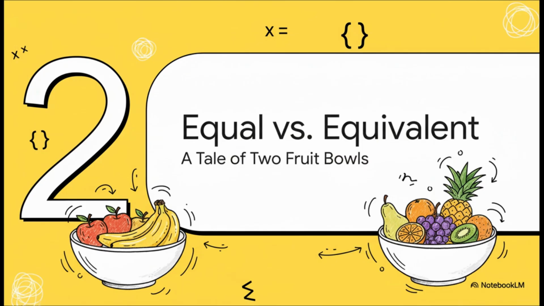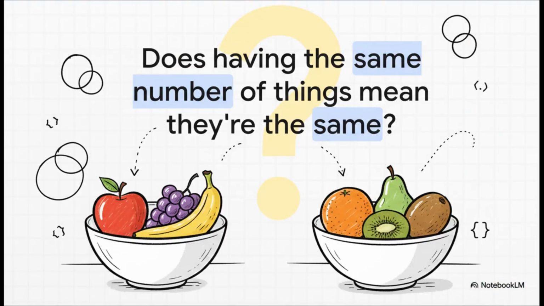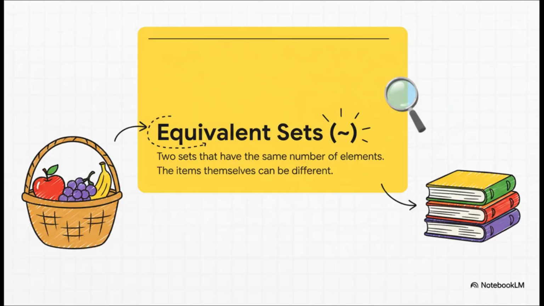Okay, so we know what a set is, but this is where it gets really interesting, when we start comparing them. So let's build on this idea with a little tale of two fruit bowls. Think about it for a second. If you have a fruit bowl with 3 pieces of fruit, and I have a fruit bowl with 3 pieces of fruit, are our fruit bowls the same? It feels like a simple question, but the answer is, well, it kind of depends on what you mean by same.